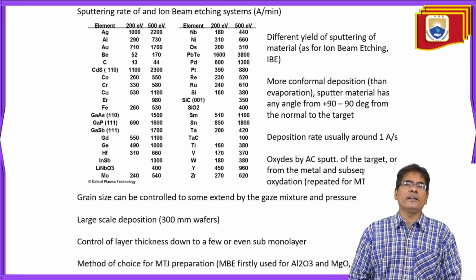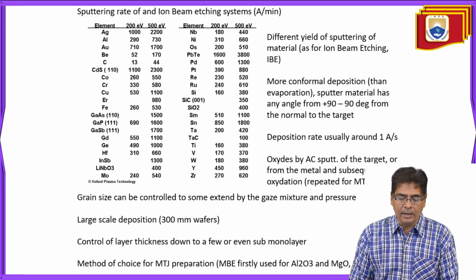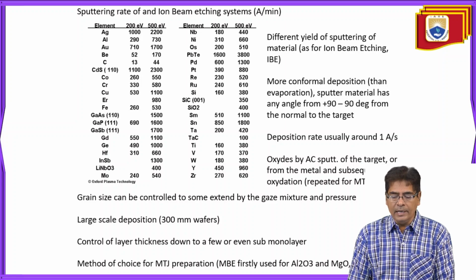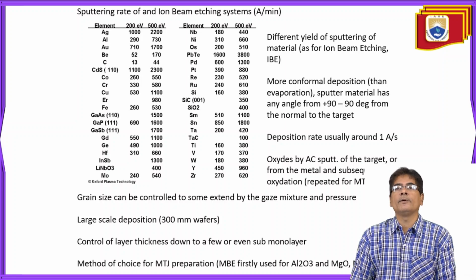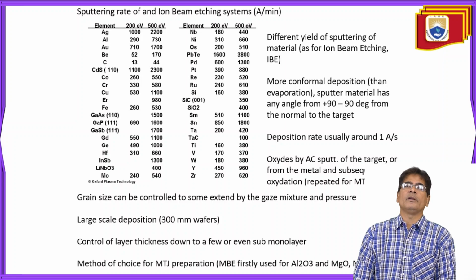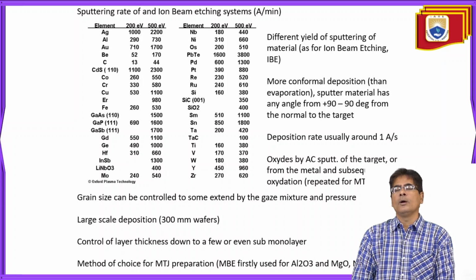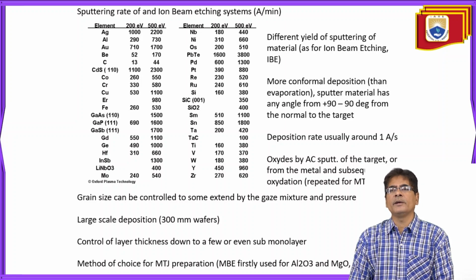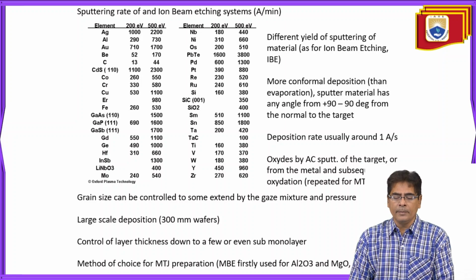Right. The sputtering rate of ion beam etching systems has a different yield of sputtering of materials, as for ion beam etching, IBE. There is more conformal deposition than evaporation. Sputtered material leaves at any angle from plus 90 to minus 90 degrees from the normal to the target, and the deposition rate is around 1 angstrom per second. Oxides are made by AC sputtering of the target, or from the metal with subsequent oxidation repeated.